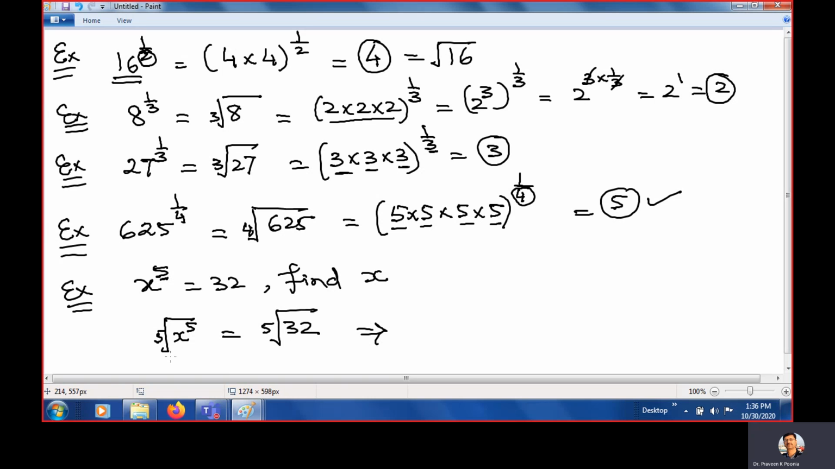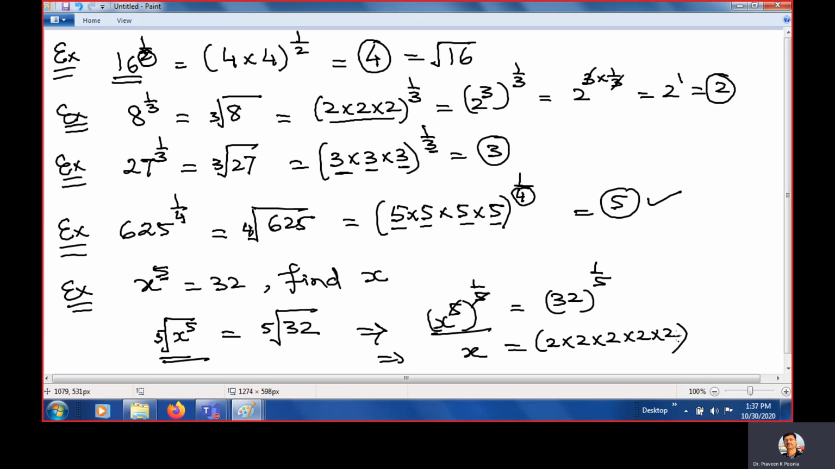And what is the fifth root? Here it will be x power 5 to the power 1 upon 5, and it is 32 to the power 1 upon 5. And it is equal to x, because 5 is cancelled by 5. And you need to break 32 into 5 equal parts, which we solved above. And what is the answer? The answer is 2. So this is how we can solve this type of question. This is very simple and you can solve it like this.